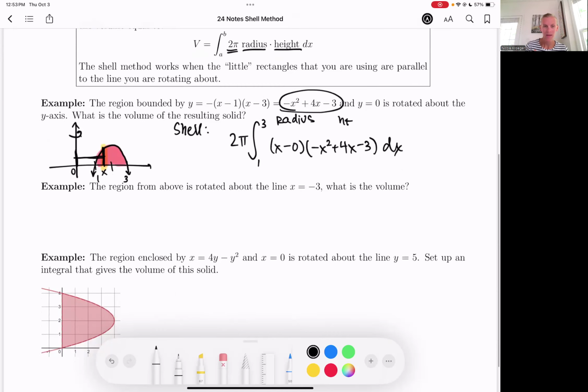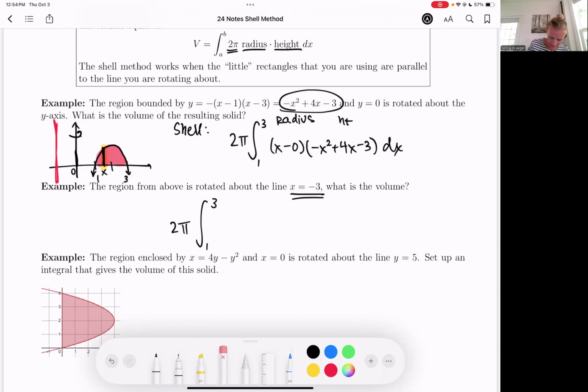Cool. So the second part of this problem is asking us now to rotate instead about the line x equals -3. X equals -3 is over here. So again, that line is parallel to my little line segment. So I'm still going to need the shell method. I'm still going to have a 2 pi out front. The 1 and 3 are just based on my region, so they're still going to be there.